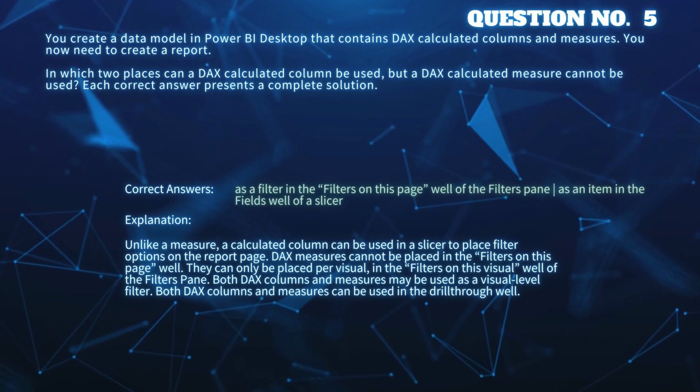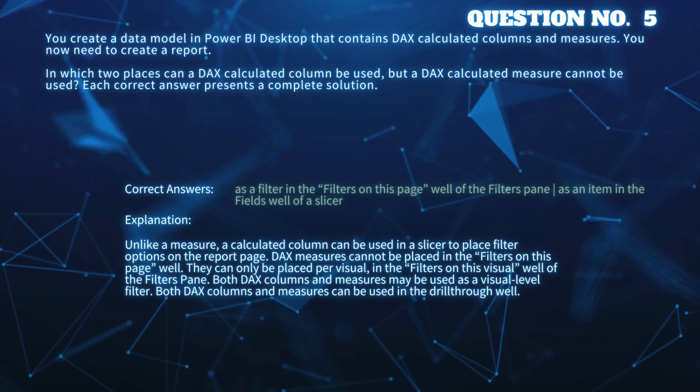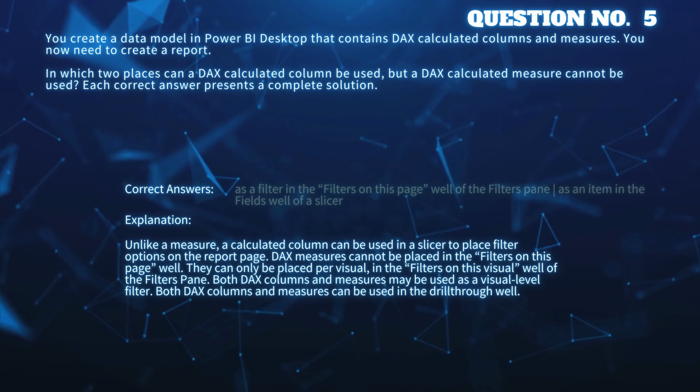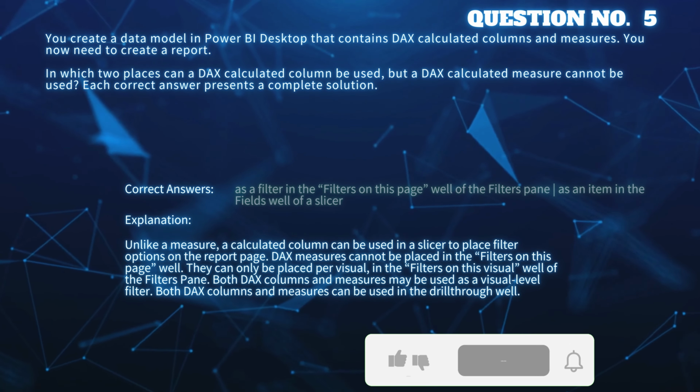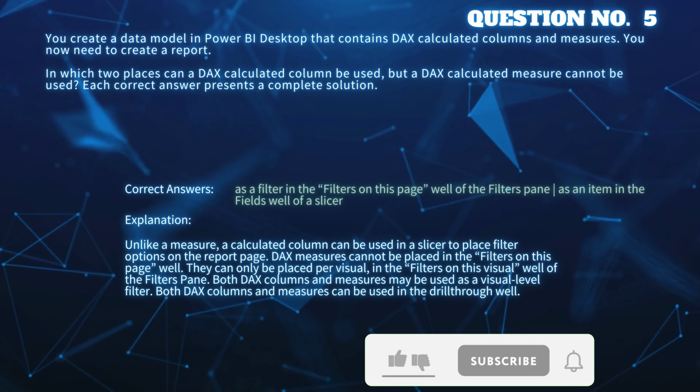Explanation: unlike a measure, a calculated column can be used in a slicer to place filter options on the report page. DAX measures cannot be placed in the filters on this page well. They can only be placed per visual, in the filters on this visual well of the filters pane. Both DAX columns and measures may be used as a visual level filter. Both DAX columns and measures can be used in the drill-through well.